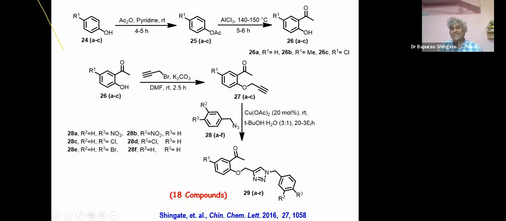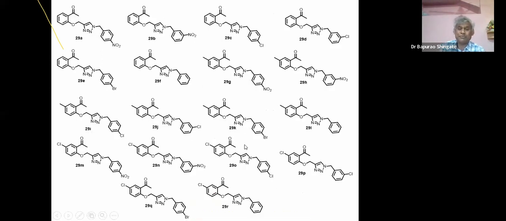presence of potassium carbonate, DMF, which gives these 3 types of terminal alkynes, and with the help of already synthesized benzyl azides under click chemistry conditions, that is copper acetate in tertiary butanol water solvent system, leads to the corresponding 1,4-disubstituted 1,2,3 triazoles having this acyl group intact. And we have made a total of 18 compounds, and these are the structures of all the 18 compounds having different types of substitution on the acetophenone part as well as the benzyl azide part.